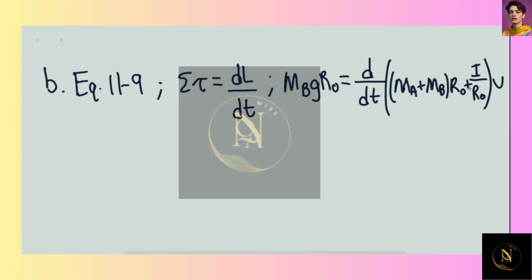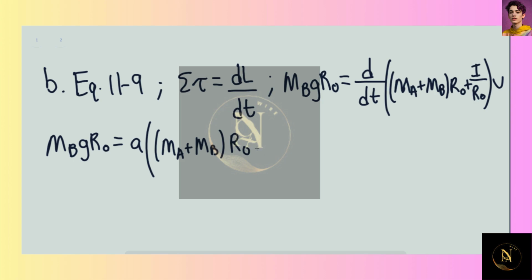And so we can say here that really, because all of this would be considered a constant, we would only be taking the derivative of the velocity with respect to time, and that's simply the acceleration. So we can say that m sub B g R would be equal to the acceleration times, again, the sum of mass A plus mass B times R plus the moment of inertia over R.